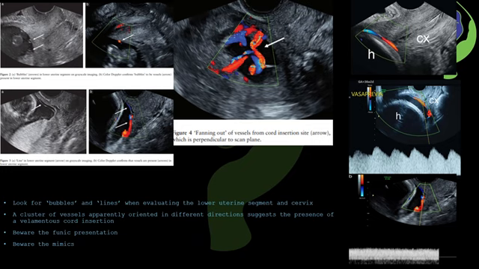Now let's look at the evaluation steps once the suspicion arises. When we identify a vessel coursing near the internal os, our next step is to determine what type of blood flow pattern it represents. Is it arterial or venous? If the flow pattern is arterial, then there are two possibilities. One is it could be a maternal blood vessel, or it could be a loop of cord called a funic loop, which is seen close to the internal os.